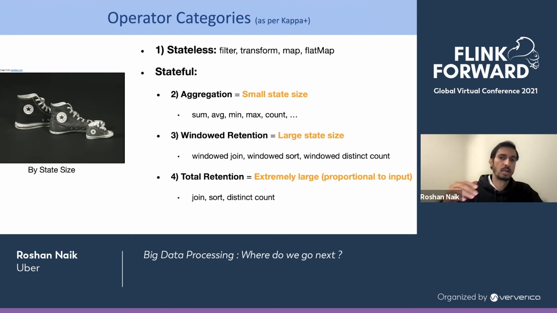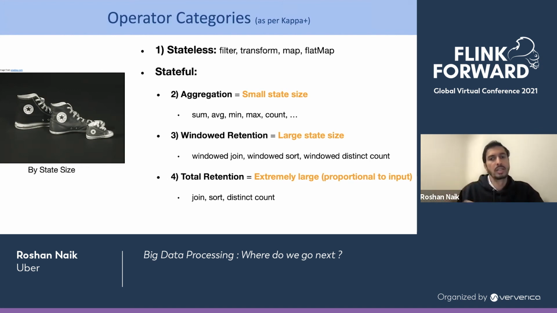For category 2 here is the lightweight state. Category 3 is significantly larger, and 4 is extraordinarily large. Category 2 is operators like sum, min, max, average, counts, and so forth. If you think of an example where you're trying to count the number of rides that are happening in a given city, the amount of state is limited to the number of cities multiplied by the bytes required to maintain the count. And that's not a whole lot.